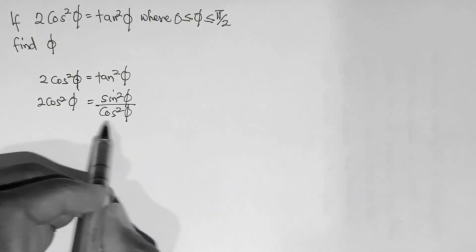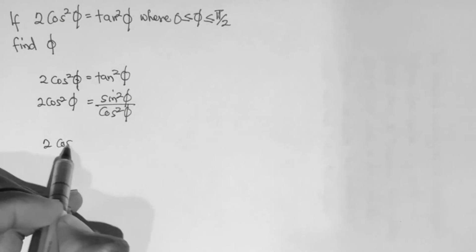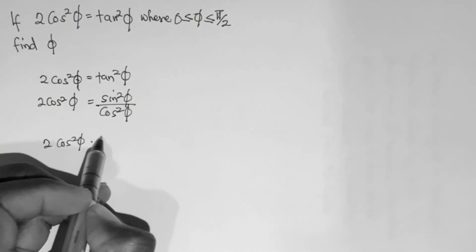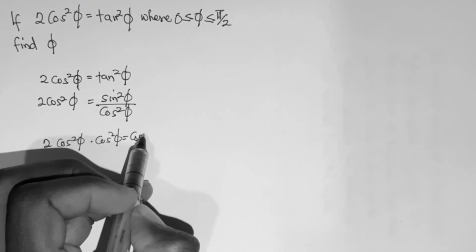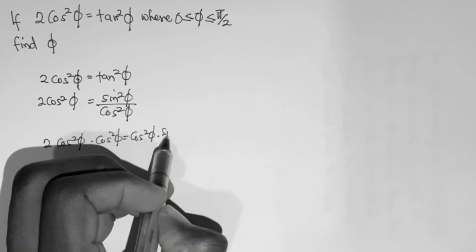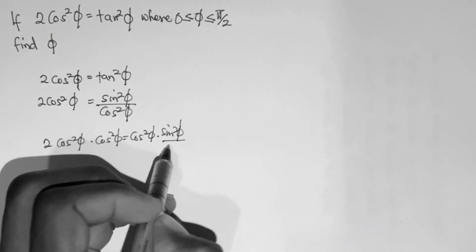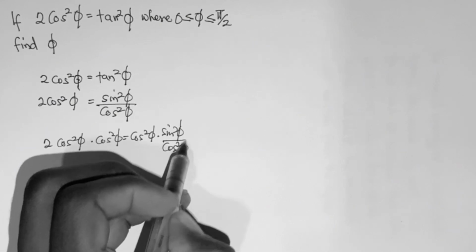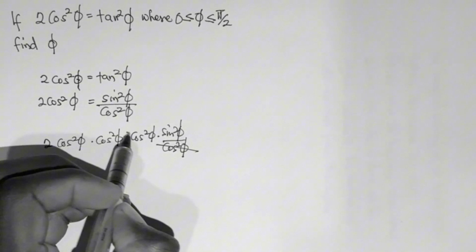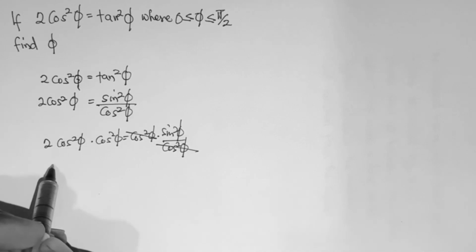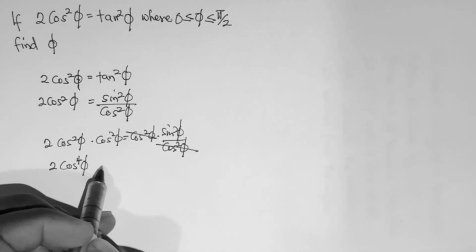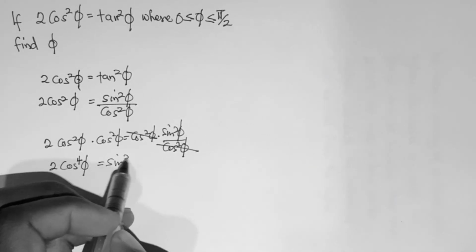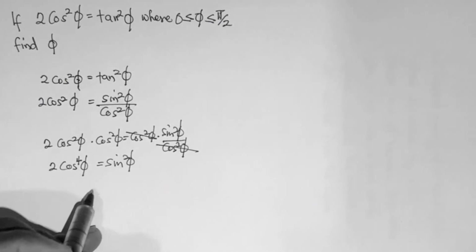So 2 cos squared phi is equal to sine squared phi over cos squared phi. If we multiply through by cos squared phi, we are going to get 2 cos squared phi times cos squared phi is equal to cos squared phi times sine squared phi over cos squared phi. At the end of the day, this cos squared phi and cos squared phi can cancel. So we are going to get 2 cos phi exponent 4 equals sine squared phi.